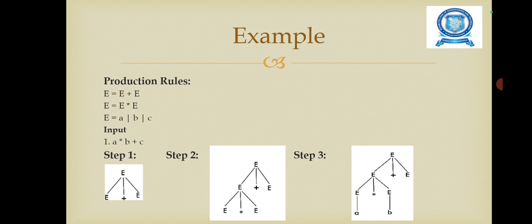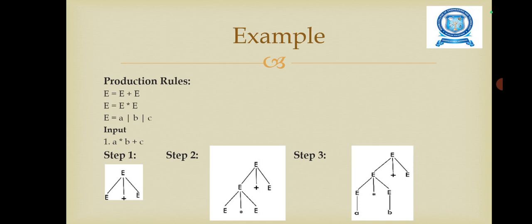So I am going to start with E + E. Every time the interior nodes represent the non-terminal nodes. The leaf nodes, that means child nodes, represent the terminal nodes. So always the non-terminal node should be replaced by the terminal node in the child node. So in step 2, again E is replaced by E * E. Now each and every non-terminal should be replaced by the terminal node. So that we are going to do in step 3.